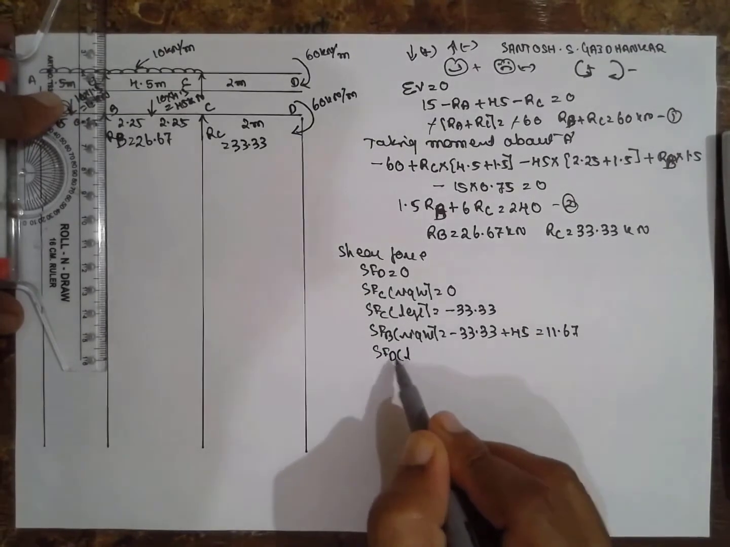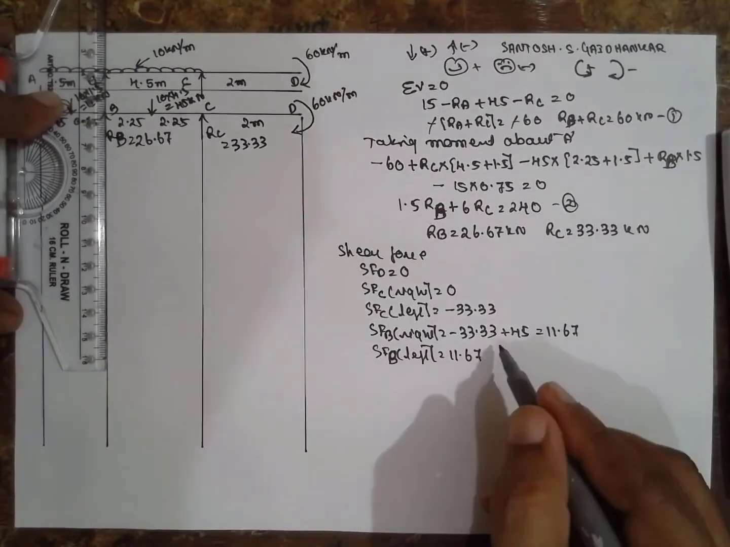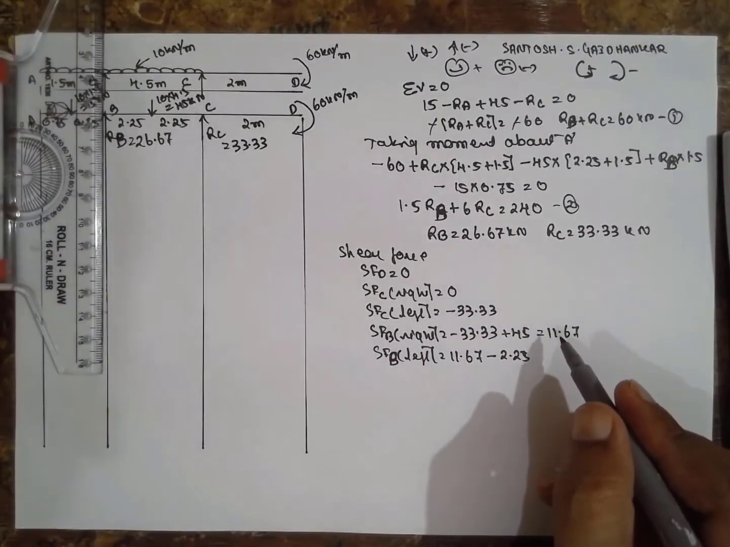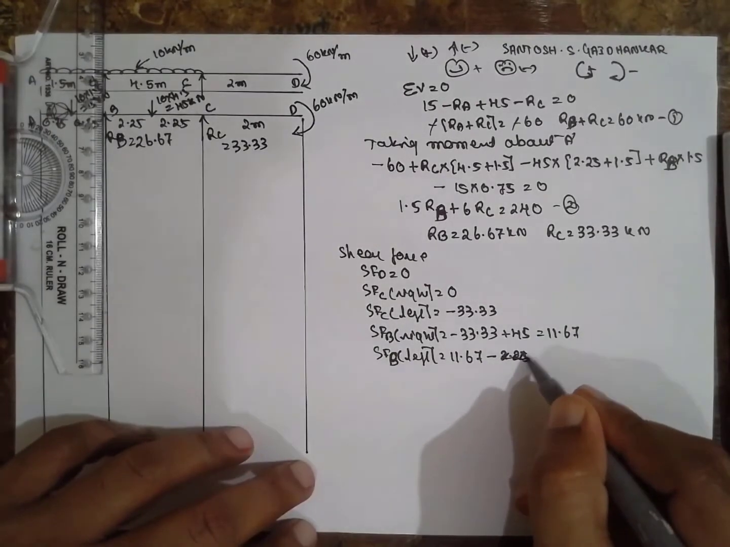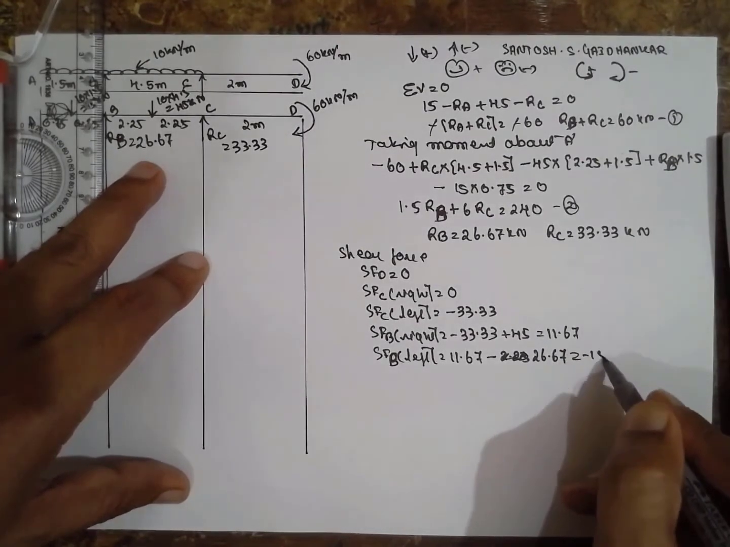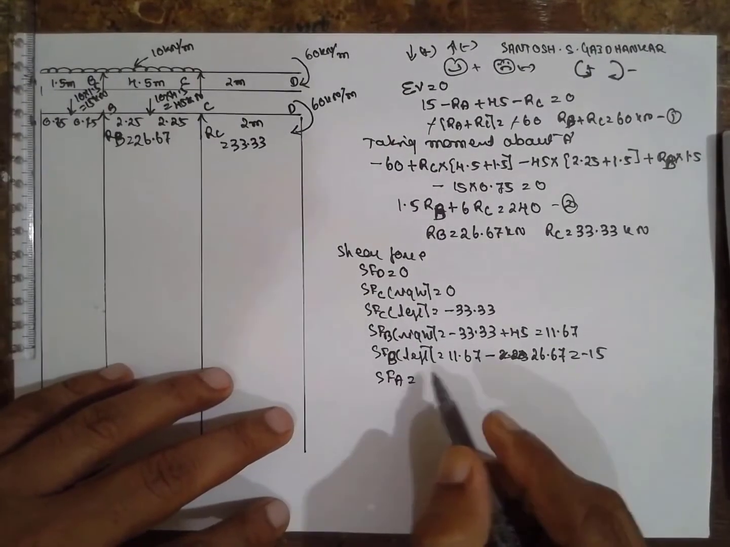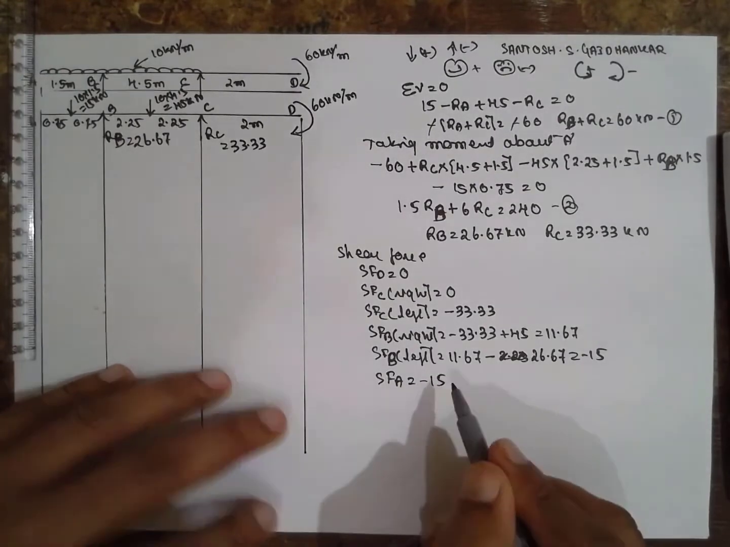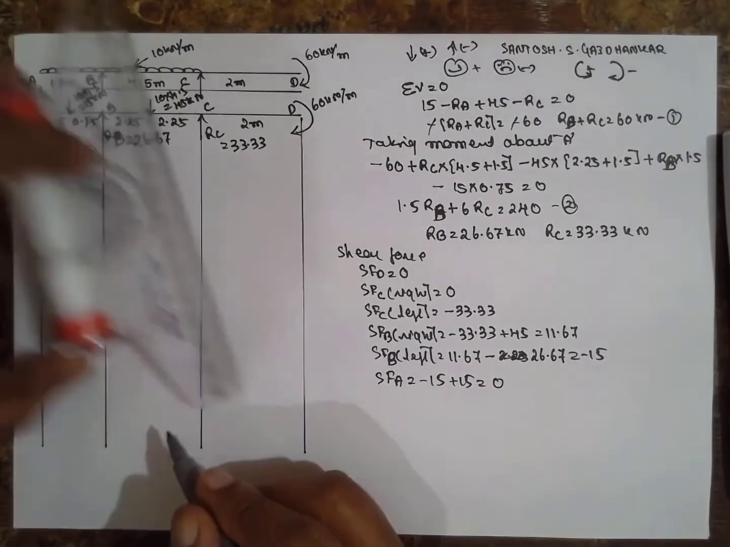SF at B on the left side: previous value minus 45, sorry, not 45, 26.67, is nothing but minus 15. SF at A, there is no load, so it is the previous value minus 15, but there is one more load acting here, plus 15, which is nothing but 0. Now the shear force diagram here.